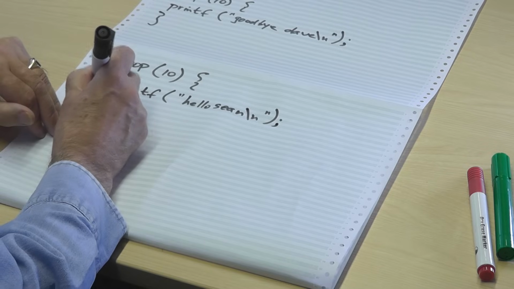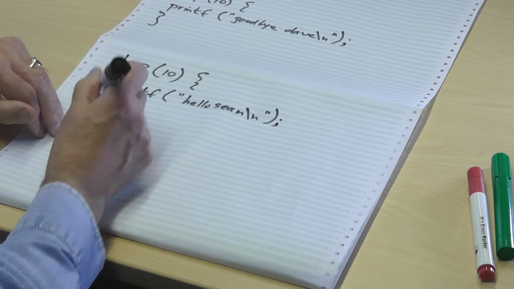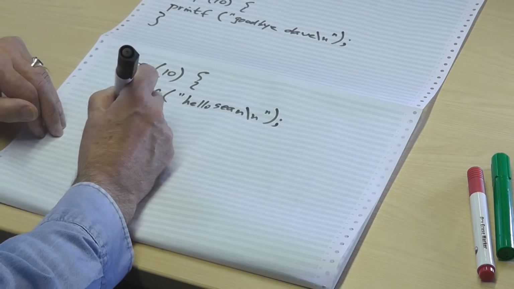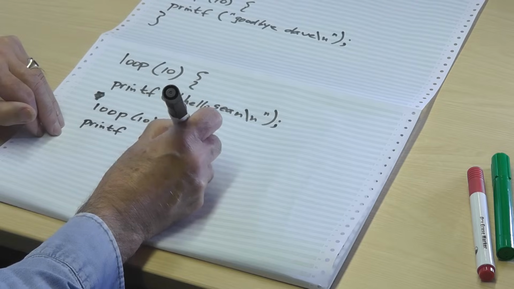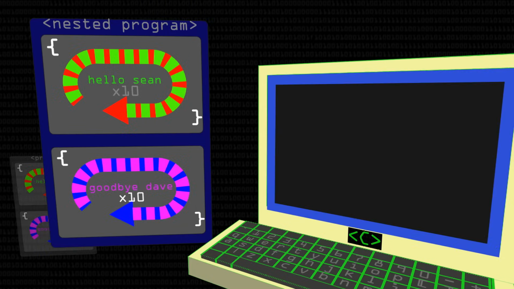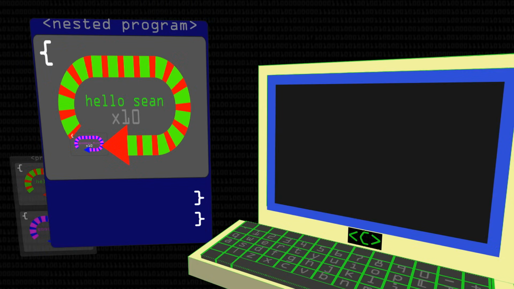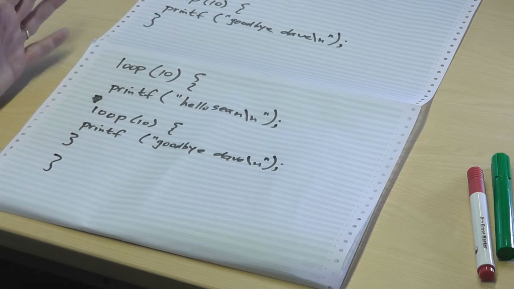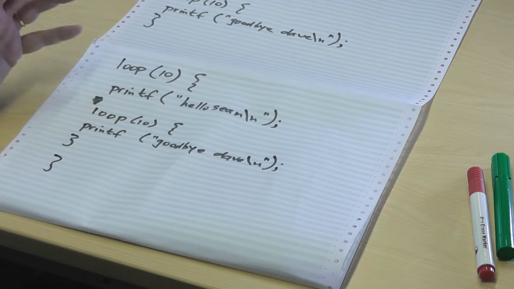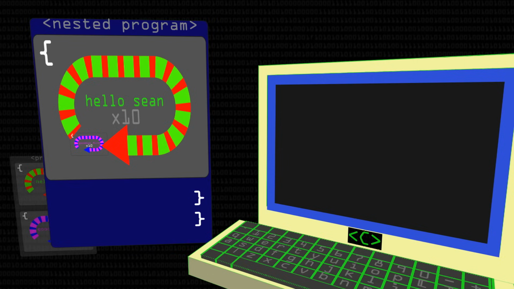Printf, hello Sean. But now look at what I'm going to do. I'm now not going to close off that block. I'm going to nest another loop block inside it. Goodbye, Dave. Now let's make sure our brackets match. I've opened up one, I've opened up two, I've closed this one, I must close that one. I hope you can all see and understand what I'm trying to do here. I'm trying to do a loop within a loop. They're nested, like sort of Russian dolls, one inside the other.